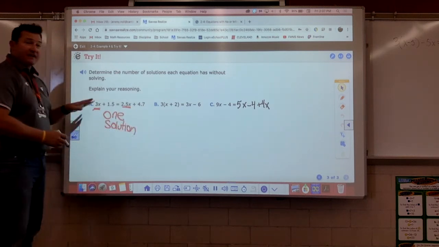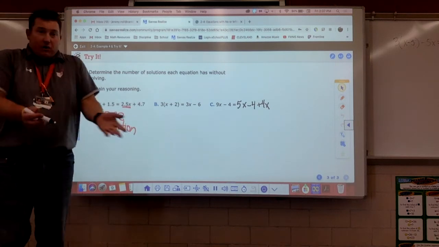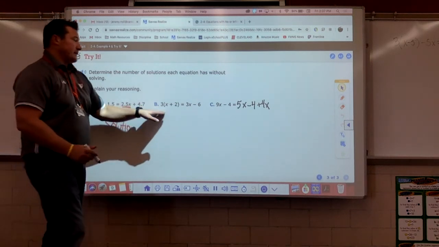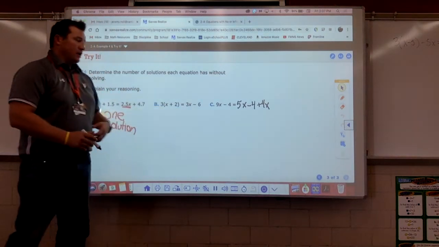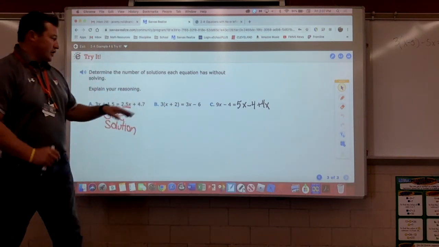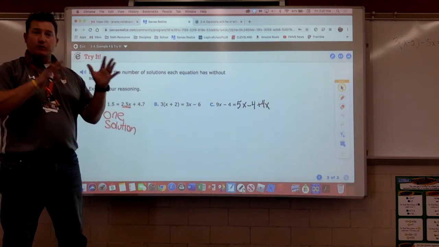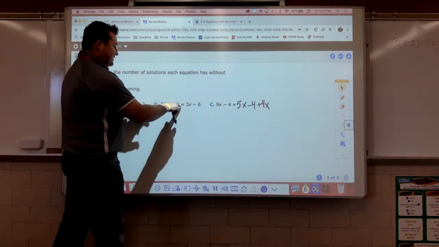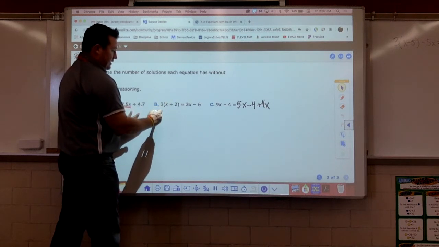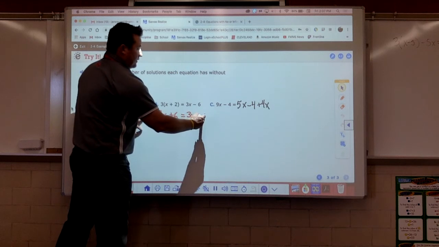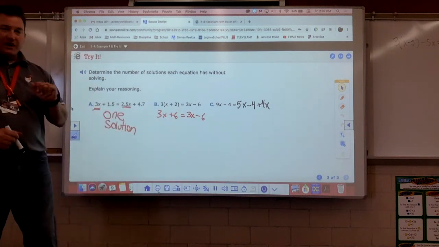Did it ask me to find that answer? No, it didn't, right? Sometimes, guys, they just want to know. So I'm not even going to bother solving it. Here, before you can use the flowchart, you have got to distribute. You've got to simplify. Combine like terms, whatever the case is. Here I need to distribute a 3. This is going to turn into 3x plus 6. Okay?